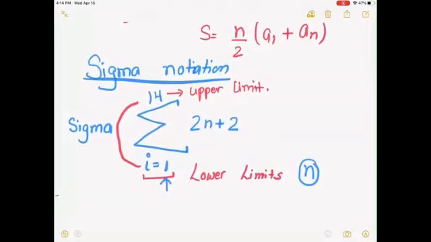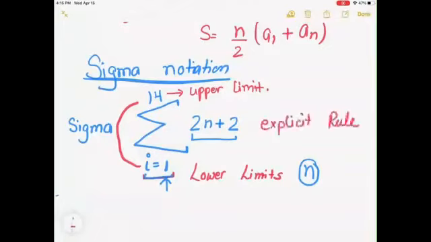So since my first term, this tells me the first number. Hold on, I totally forgot about something here. So what is this expression in here? Basically that's just the explicit rule of this series. When I say explicit rule, basically that's the equation.